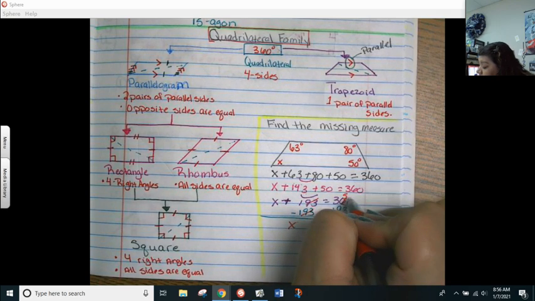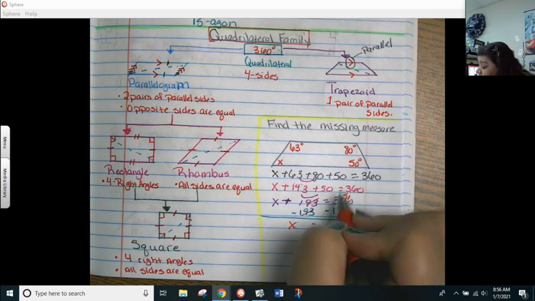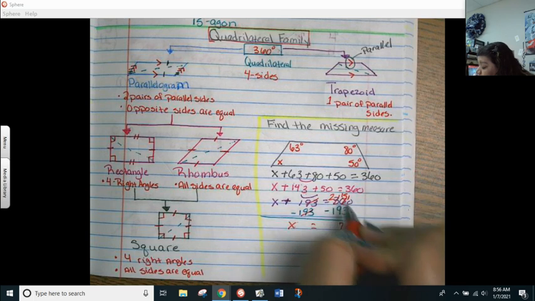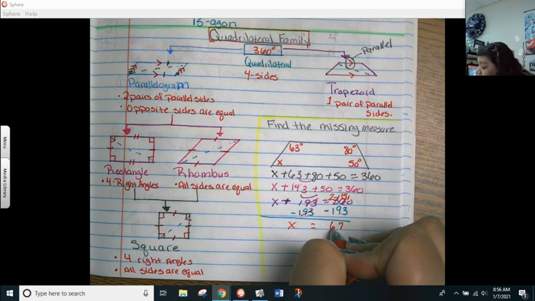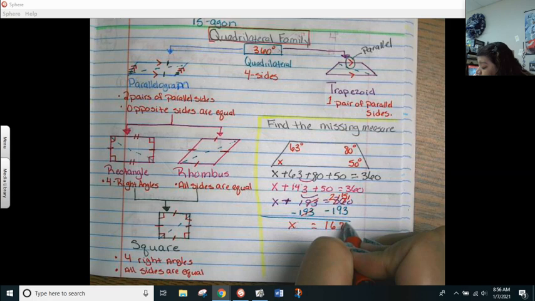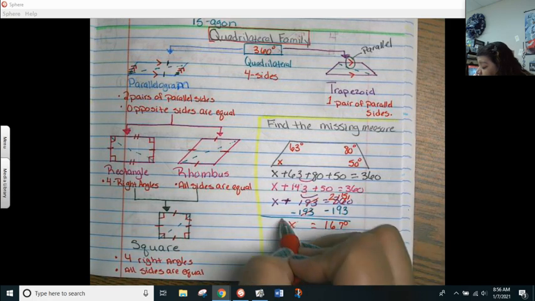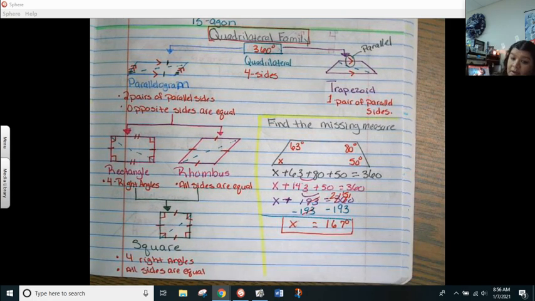So let me do the math. That's 7, have to borrow. That's 6, and that's 1. I know it looks smaller than that, but I just made up the numbers, that's why. So that should be 167, okay? And I can check my work.